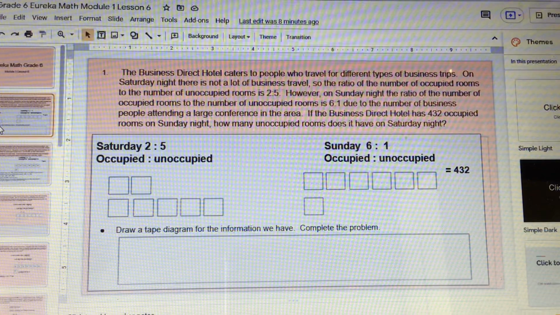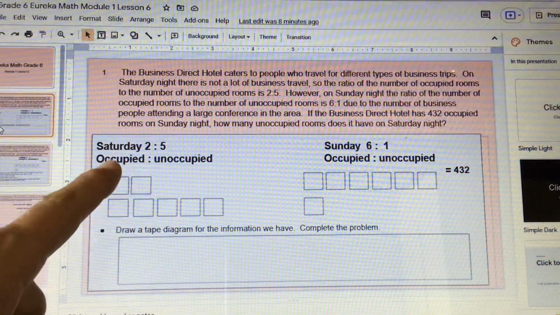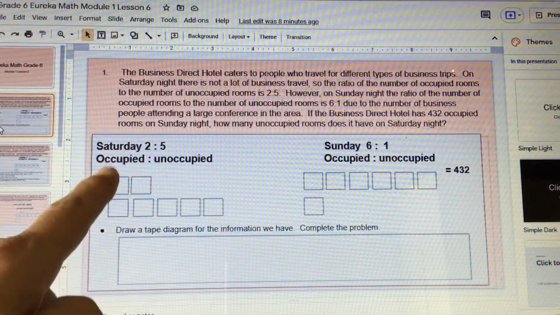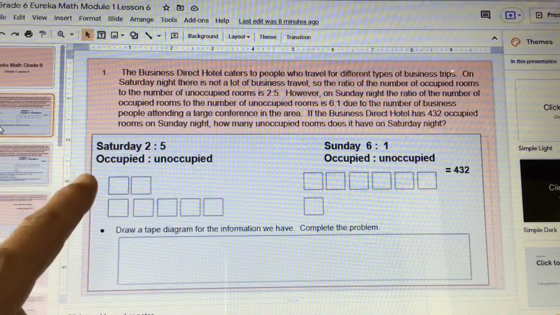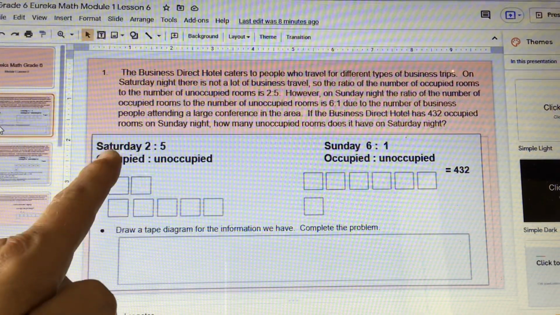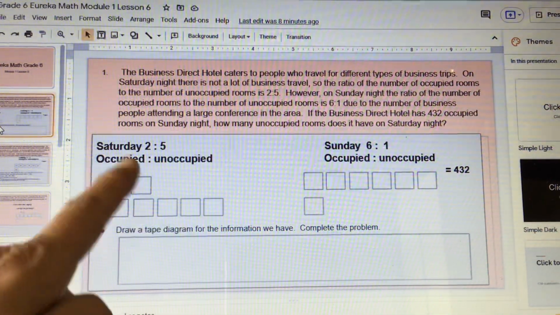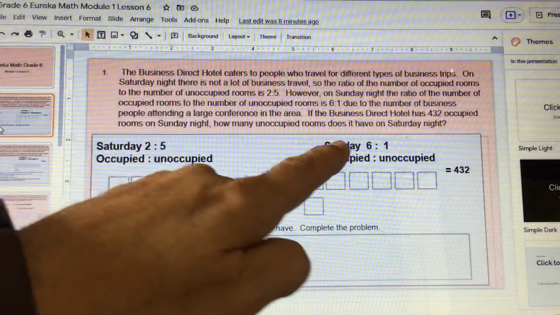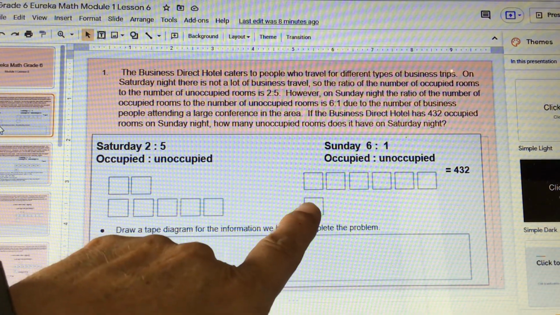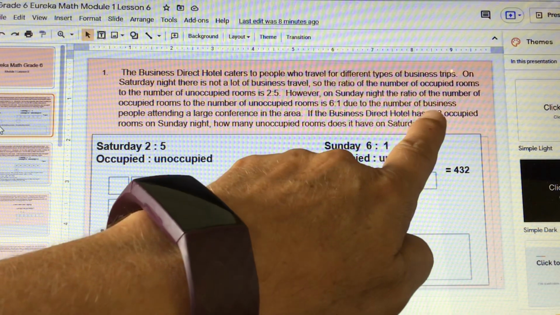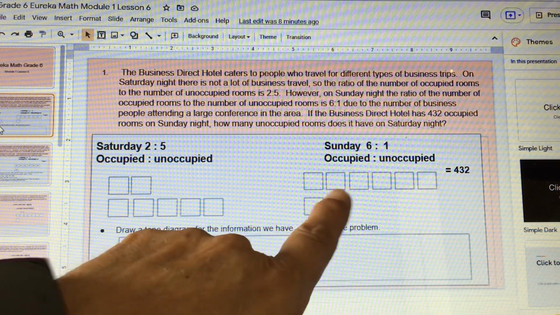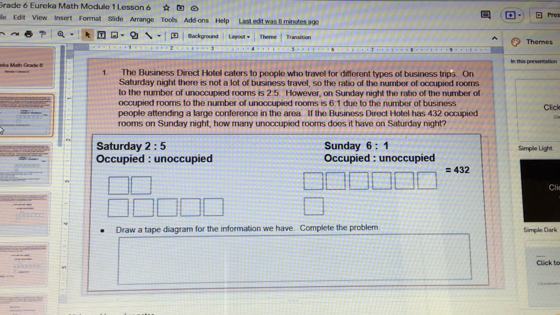Okay, so what you do is you start off by what you know. So start writing out. They told you Saturday is 2 to 5, 2 meaning the occupied, 5 unoccupied. Make a tape diagram. They don't tell you to do that, but you should do that. So 2 meaning the occupied for Saturday and 5 for the unoccupied. And then you have Sunday, they told you 6 to 1. Occupied was 6, unoccupied was 1. Okay, and they did tell you 432 occupied rooms on Sunday night. So you have 432 next to your 6 occupied rooms.